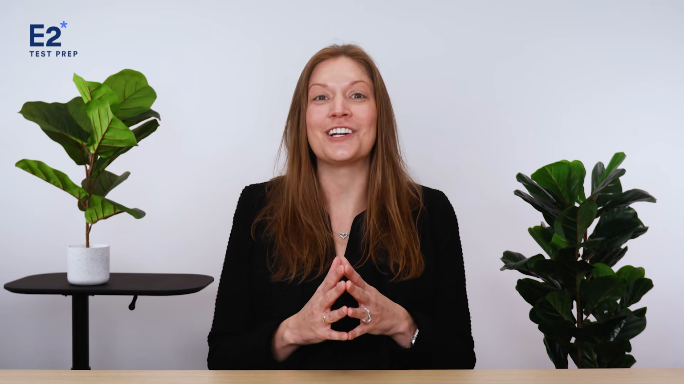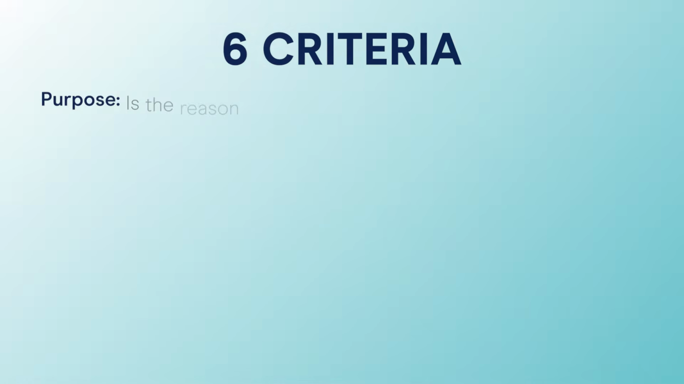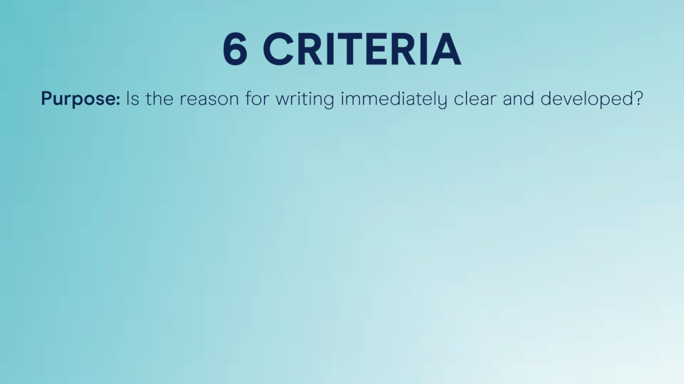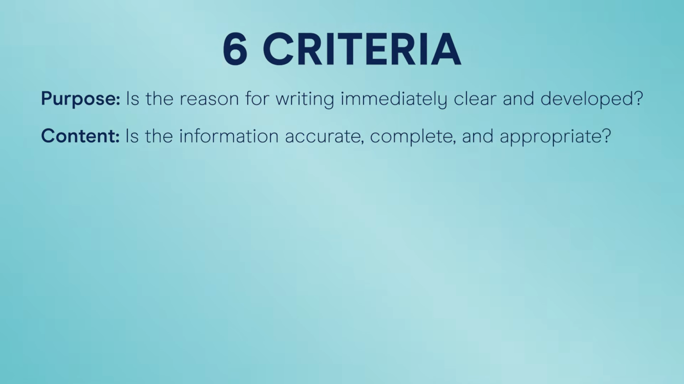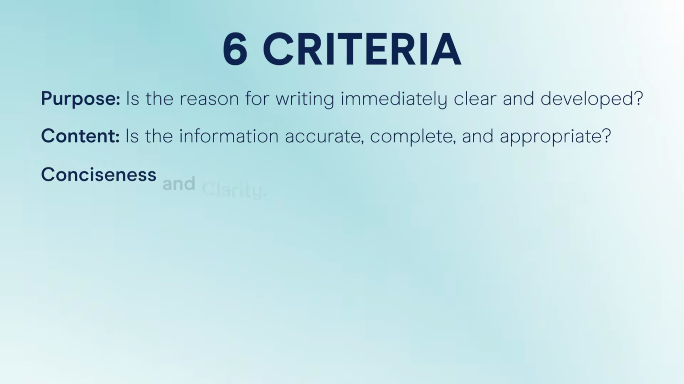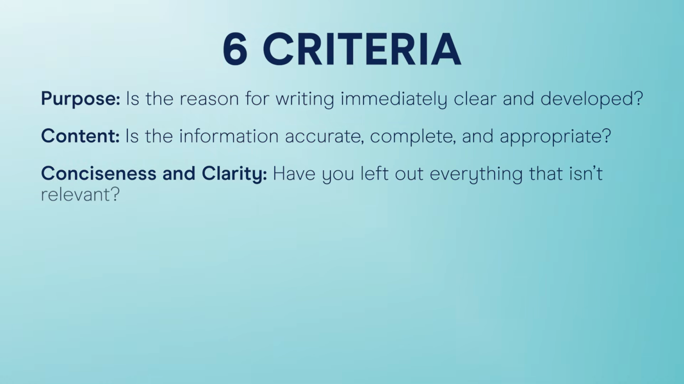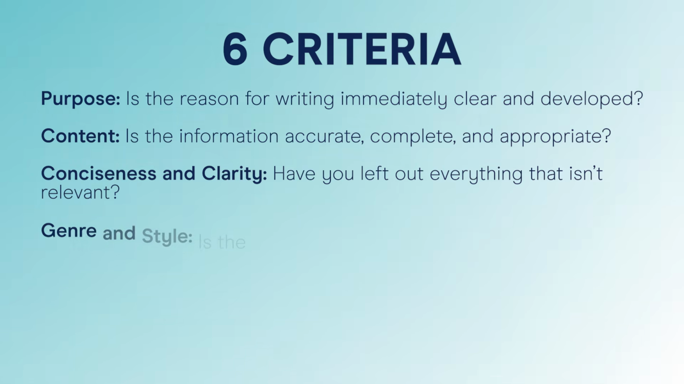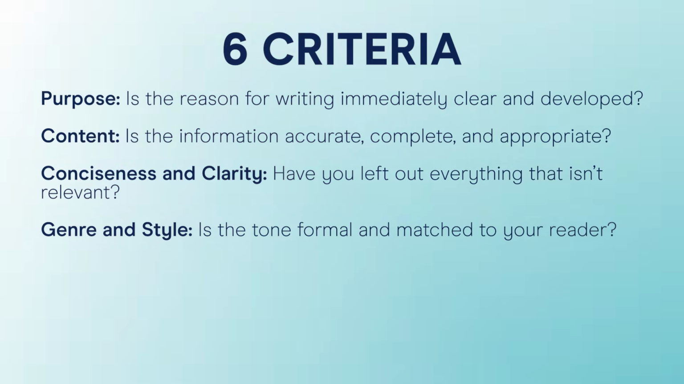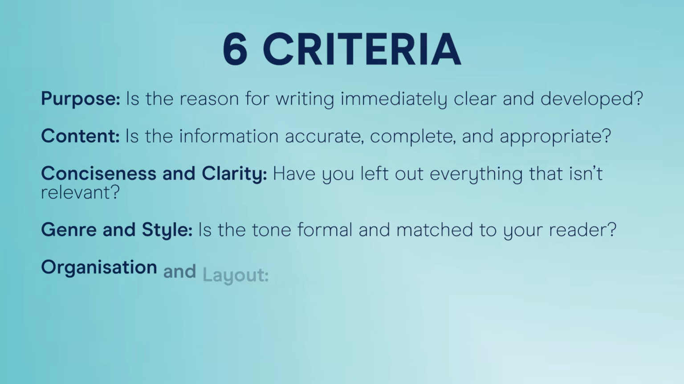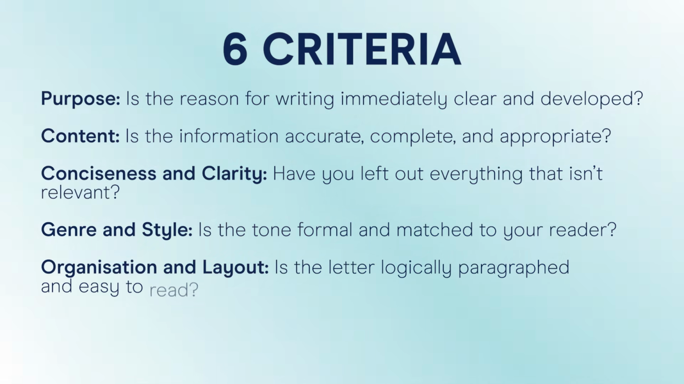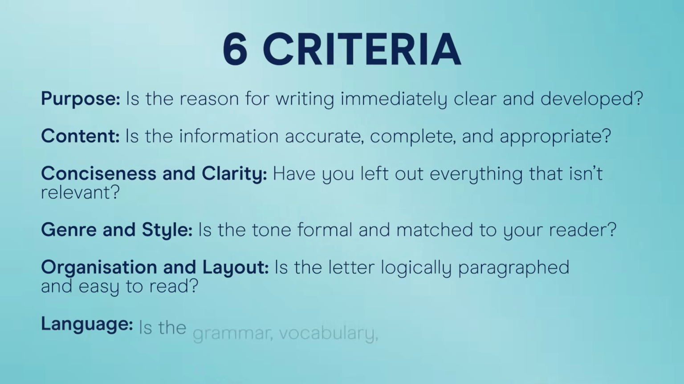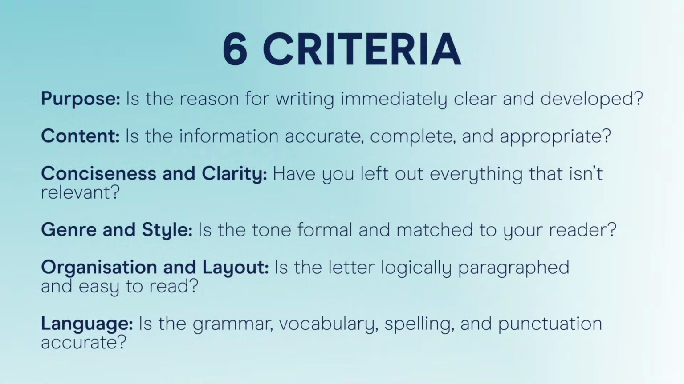Before we get into the structure, here's what your assessor is reading for. 6 criteria. Purpose. Is the reason for writing immediately clear and developed? Content. Is the information accurate, complete, and appropriate? Conciseness and clarity. Have you left out everything that isn't relevant? Genre and style. Is the tone formal and matched to your reader? Organization and layout. Is the letter logically paragraphed and easy to read? And language. Are the grammar, vocabulary, spelling, and punctuation accurate?